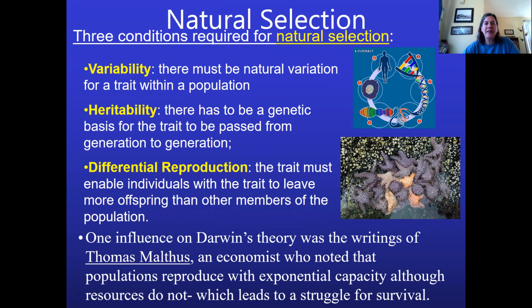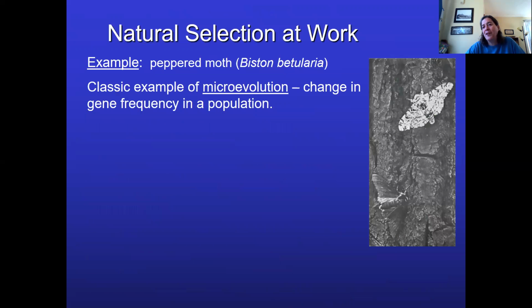So there's this one theory that they like you to know for the AP test, and that is the writings of, they call it Malthusian theory after this guy, Thomas Malthus. And he was an economist that noted that populations will always tend to reproduce in an exponential sort of way. However, resources can never last forever if you have exponential growth. And so that leads to a struggle for survival.